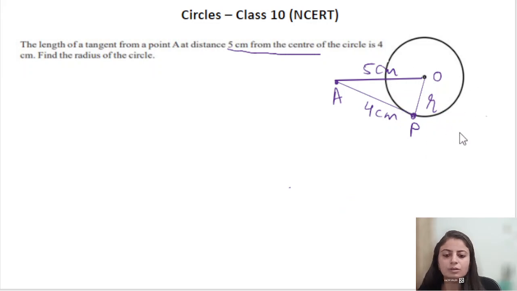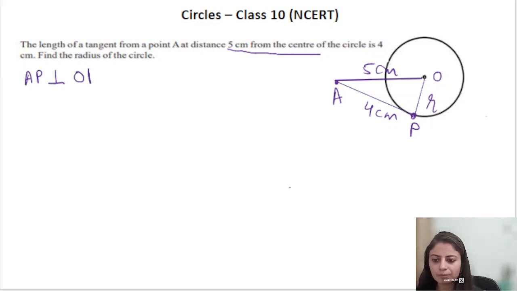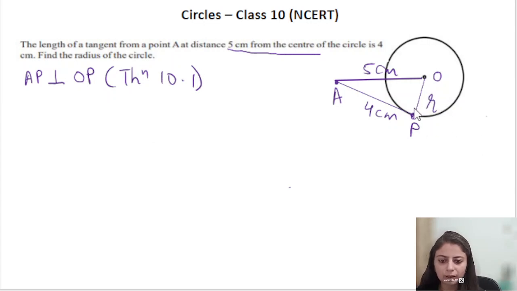Okay. So this question is very similar to question number 1 of this exercise. So AP is tangent, and we know the theorem that the tangent at any point of a circle is perpendicular to the radius through the point of contact. So this means AP is perpendicular to OP. You can mention the reason here. This is theorem 10.1. This means this angle is 90 degree. Angle OPA is 90 degree.